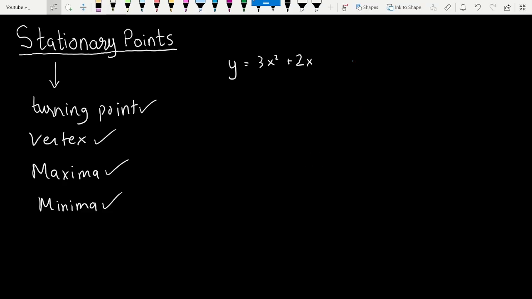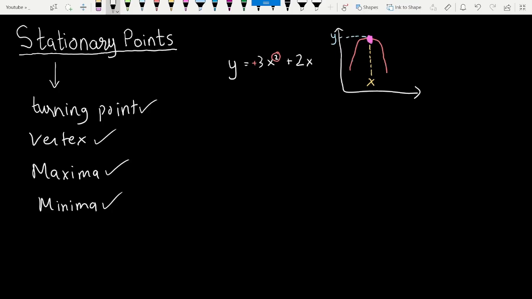Okay, so we have this curve over here, and I'm trying to find the coordinates of its stationary point. Since I know it's a parabola due to that square, and this 3 has a positive sign, it's going to be a downward facing parabola, with a top point up there, and I'm trying to find its coordinates. I would first find the x coordinate, and then find the y coordinate. If you imagine axes like so, that point will have some x coordinate and some y coordinate. That's what I'm trying to find out.